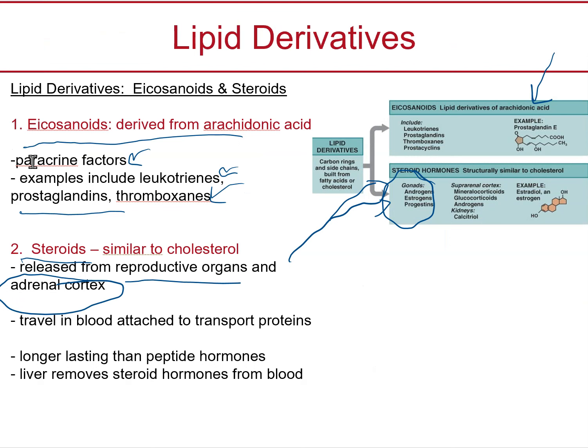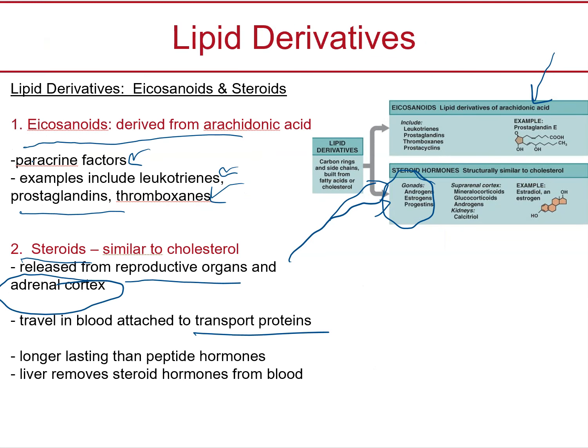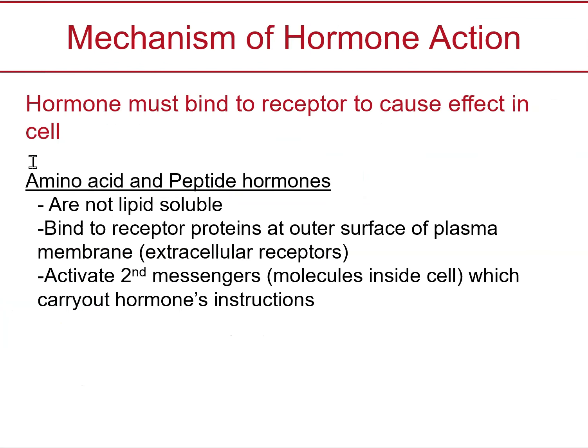Okay. Because they're lipids, they have to travel attached to transport proteins. As we said, oil and water are not going to mix, and so they're going to have a transporter to carry them through the body. Their effects are a lot longer lasting than peptide or protein hormones. These hormones can last hours to days in the body. Your protein hormones are the ones that are very, very fast, maybe seconds to minutes for their action. And then the liver's job is to take care of all these steroid hormones and get rid of those hormones from the body. So how does a hormone work?